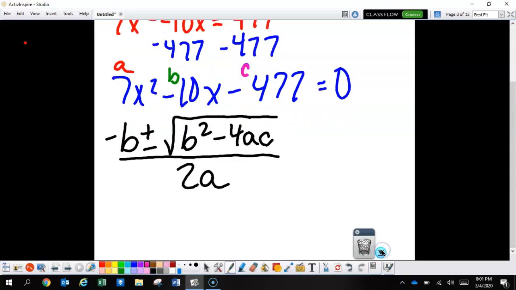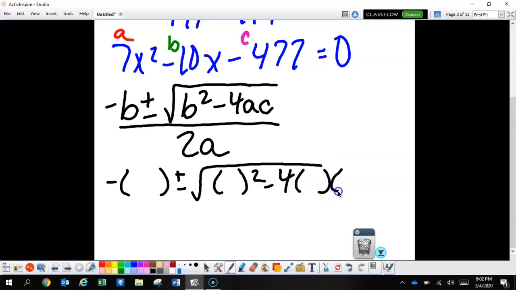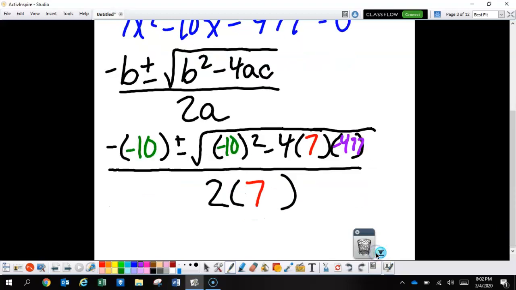So what's going to happen is this is going to become negative b plus or minus the square root of b squared minus 4ac all over 2a. Okay, so a is 7, that's down here, and b is negative 10, so this is negative 10 here, and then c is negative 477. Okay, so you have to figure all of this out. Now, I'm going to do some of it.